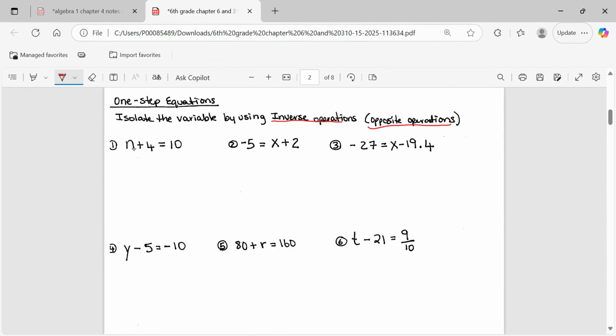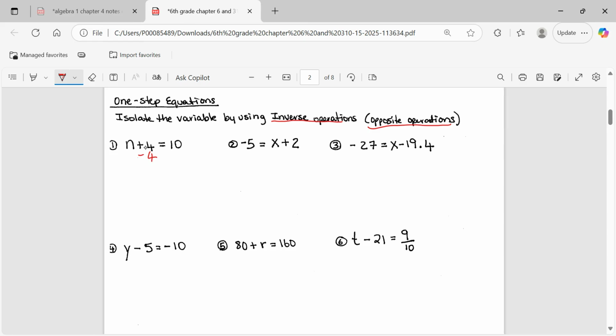So if I have n plus 4 equals 10, I want to know what n is. And I think really we should be able to tell that n is equal to 6 because 6 plus 4 is 10. But in order to get the n isolated, we're going to get rid of the 4. So it's like minusing 4.